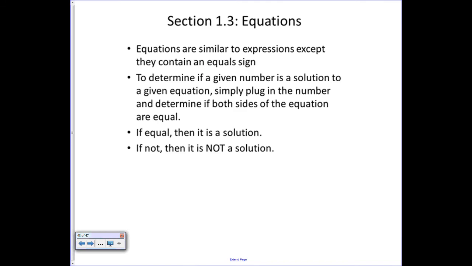So equations are similar to expressions, except they contain an equal sign. If we want to determine if a given number is a solution to a given equation, we just simply plug in the number and determine if both sides are equal. If both sides are equal, then that number is a solution. If not, then it's not a solution.